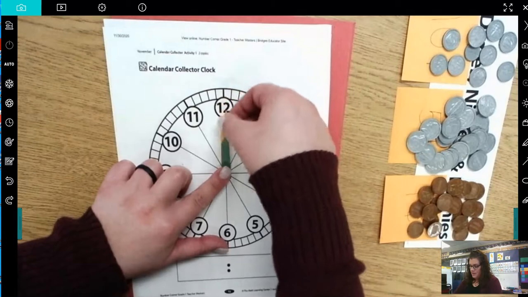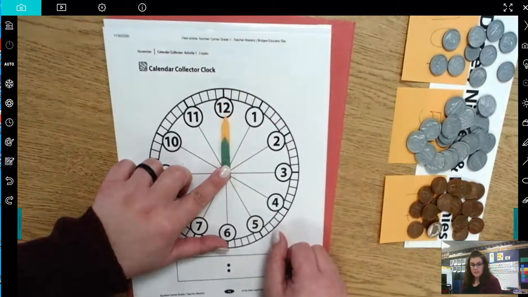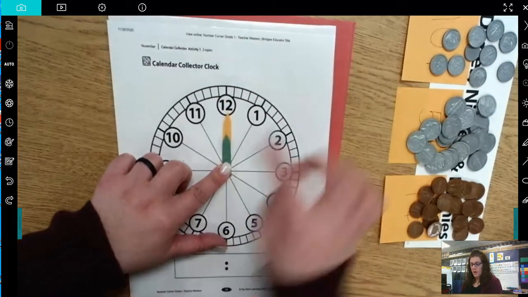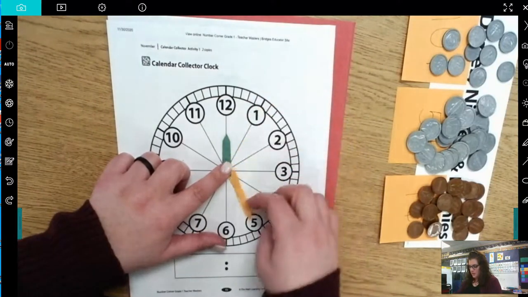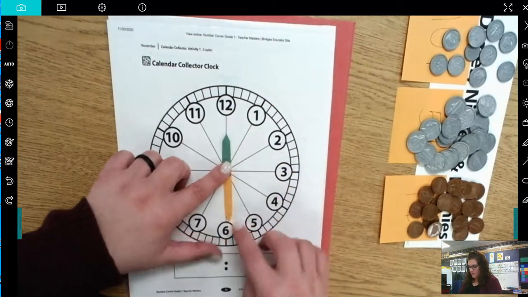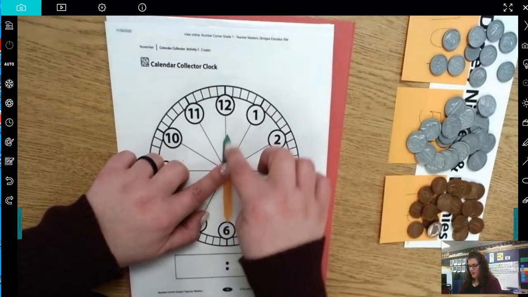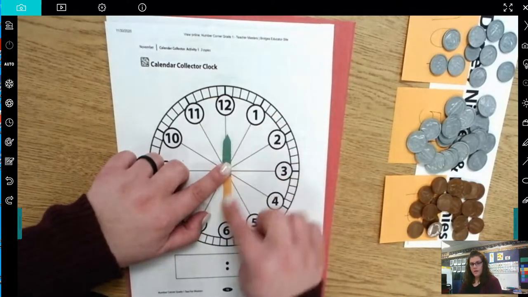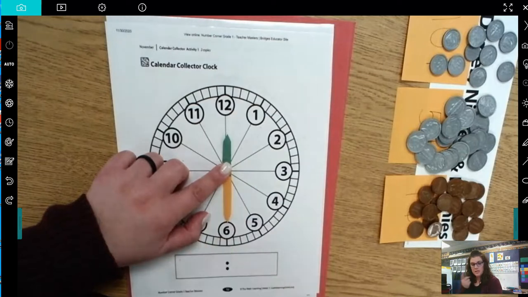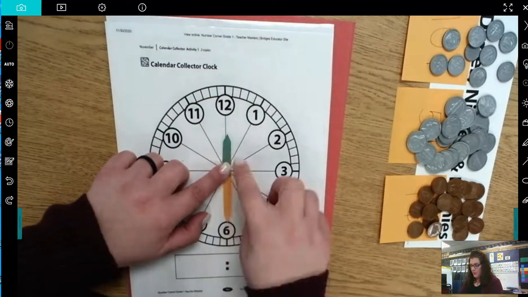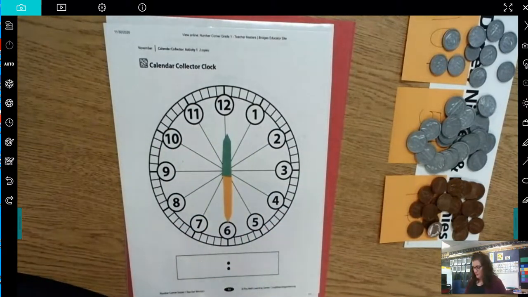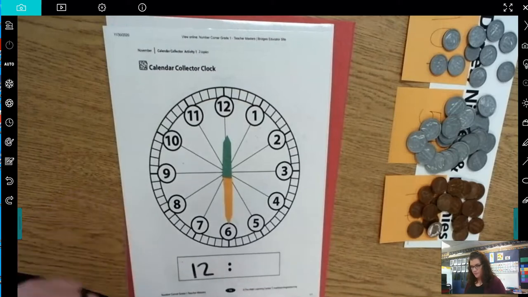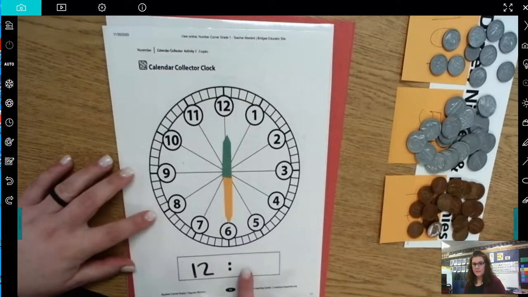And if our minute hand is also pointing to the 12, that's the beginning of the hour, so we say 12 o'clock. But what if I move this minute hand? What if that minute hand is pointing down to the 6? So my hour hand is pointing to the 12, and my minute hand is pointing to the 6. What time is it? Well, we know the hour is going to be 12, so we can write that in, right? But what are we going to write in our minutes?